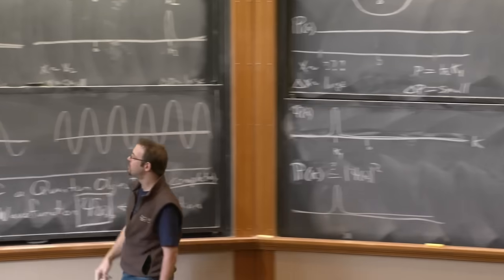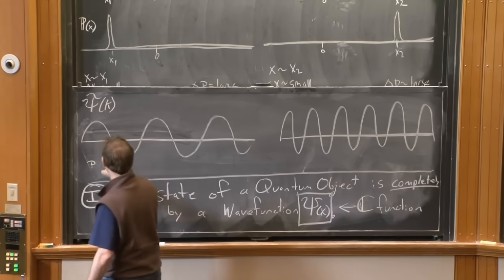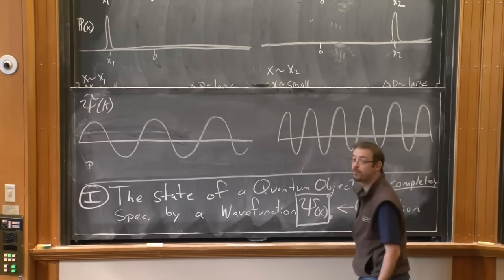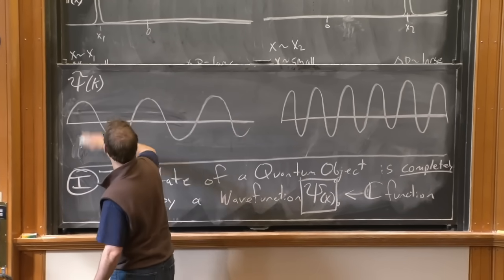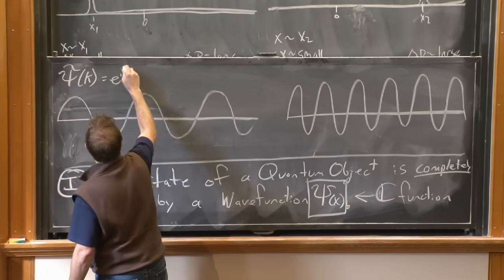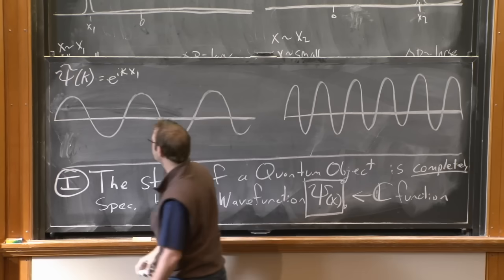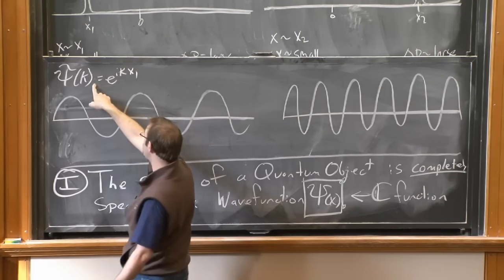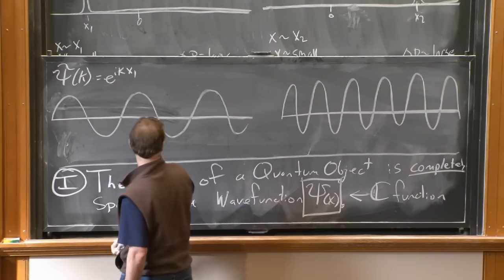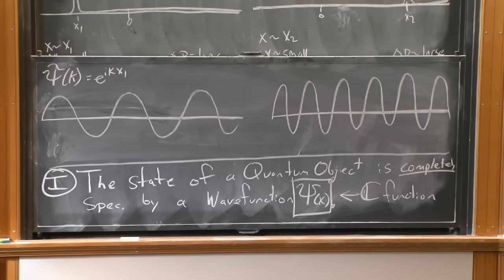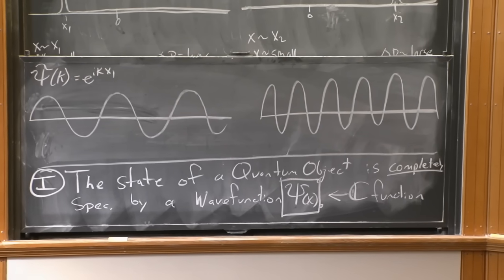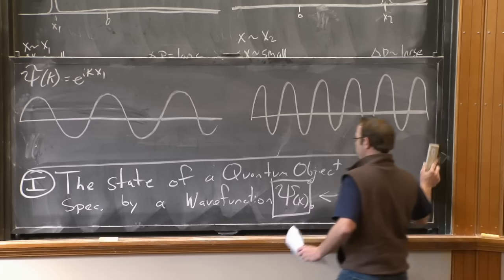However, let's look at this guy. What is the expected value of p if this is the Fourier transform? Well, remember, we have to take the norm squared, and psi of k was e to the i k x1, the Fourier transform. You will do much practice on taking Fourier transforms on the problem set. Where did my eraser go? There it is. Farewell, principle 1.